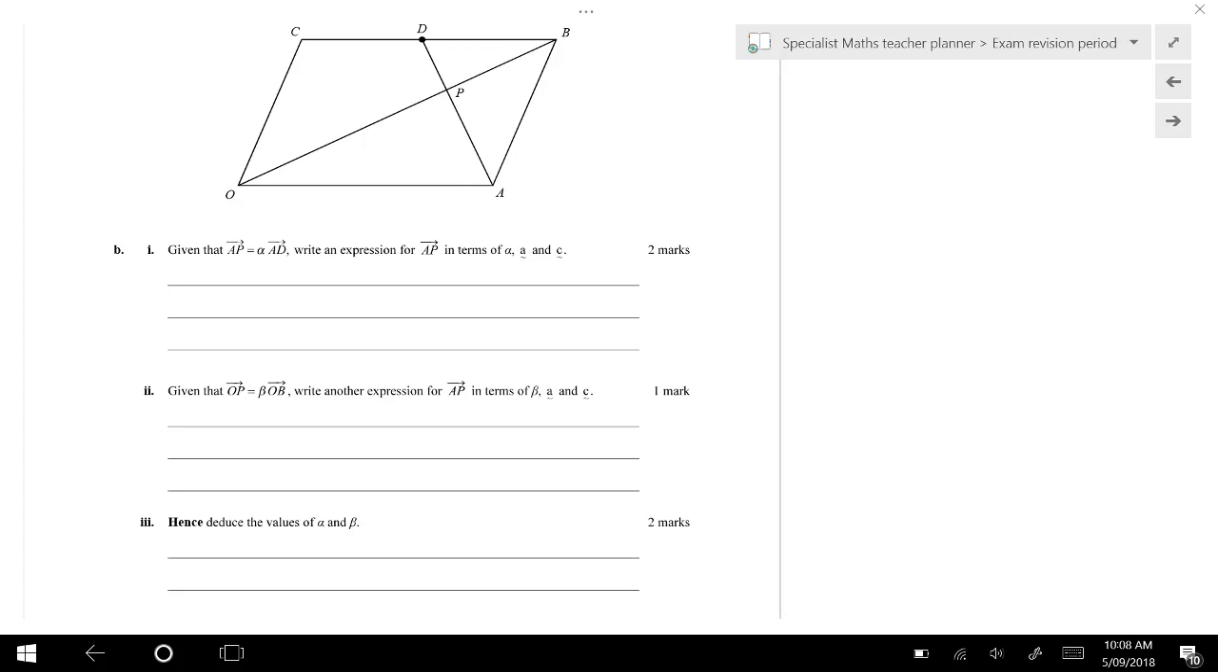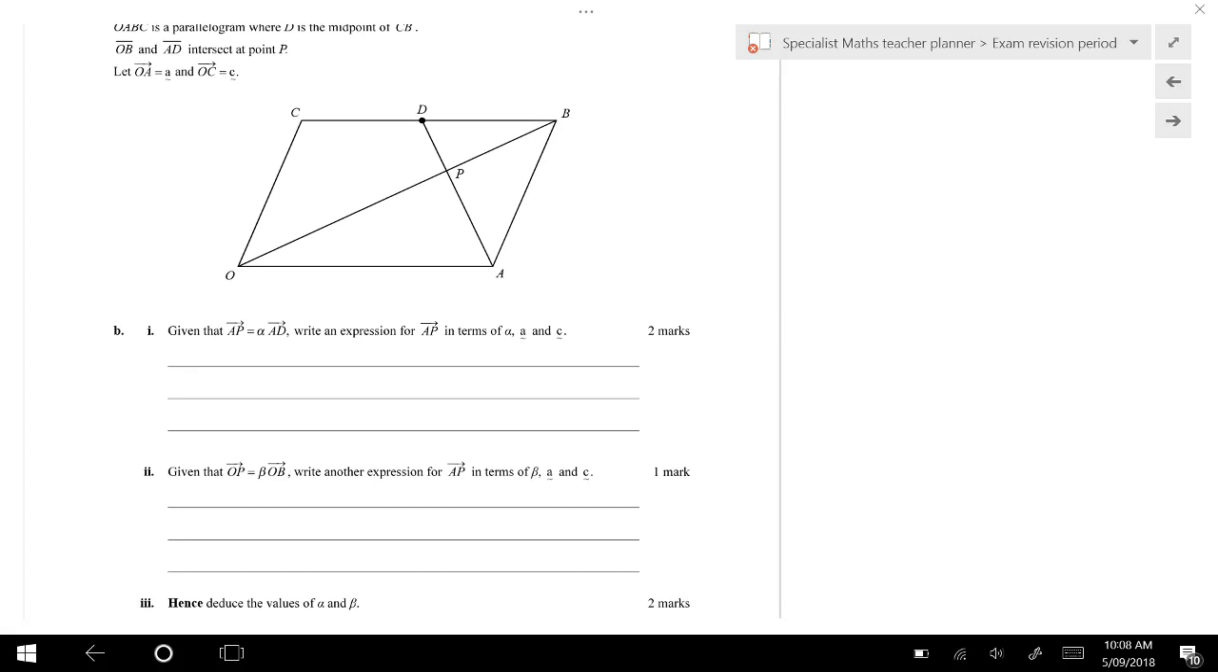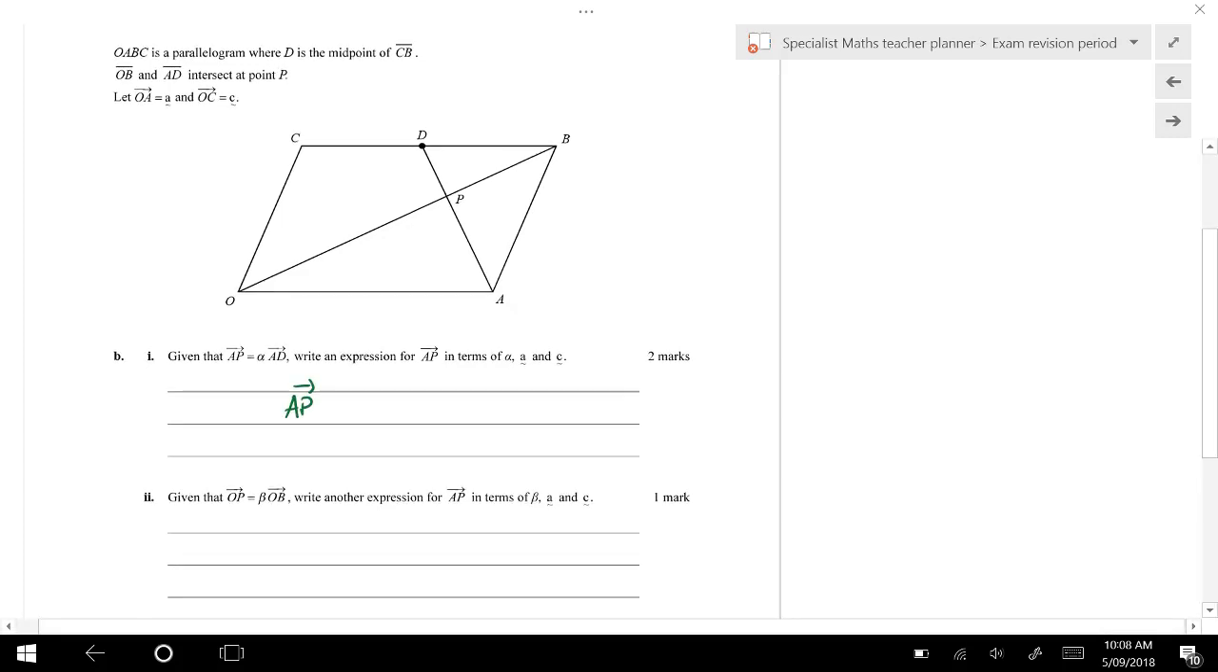Now, just quickly with this one, pretty straightforward question, I thought. AP, we want AP. Got to read the question. AP, we've got to go from, it's in terms of A and C. So AP is equal to alpha. Now AB is OC. Yeah, AB is parallel to OC.